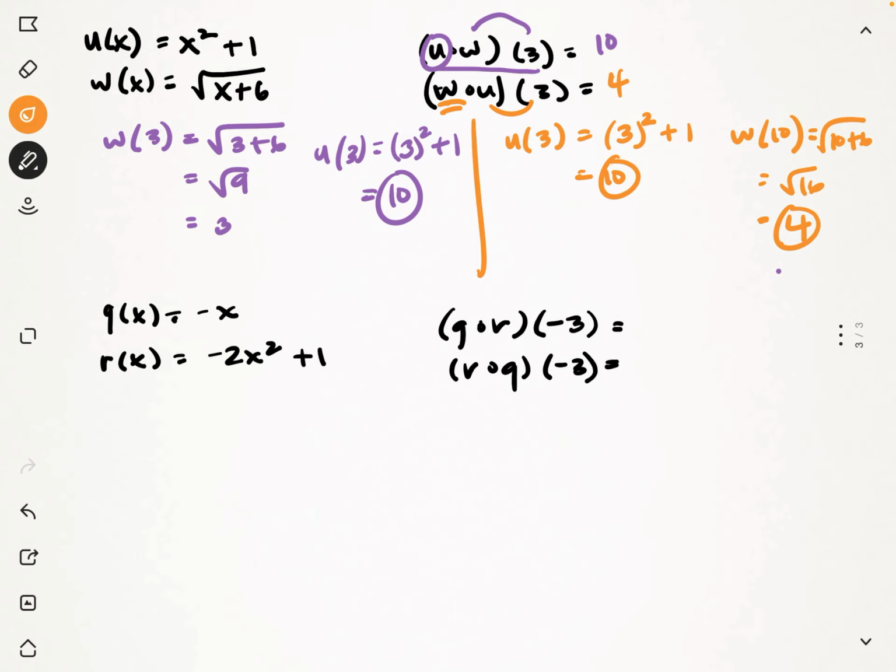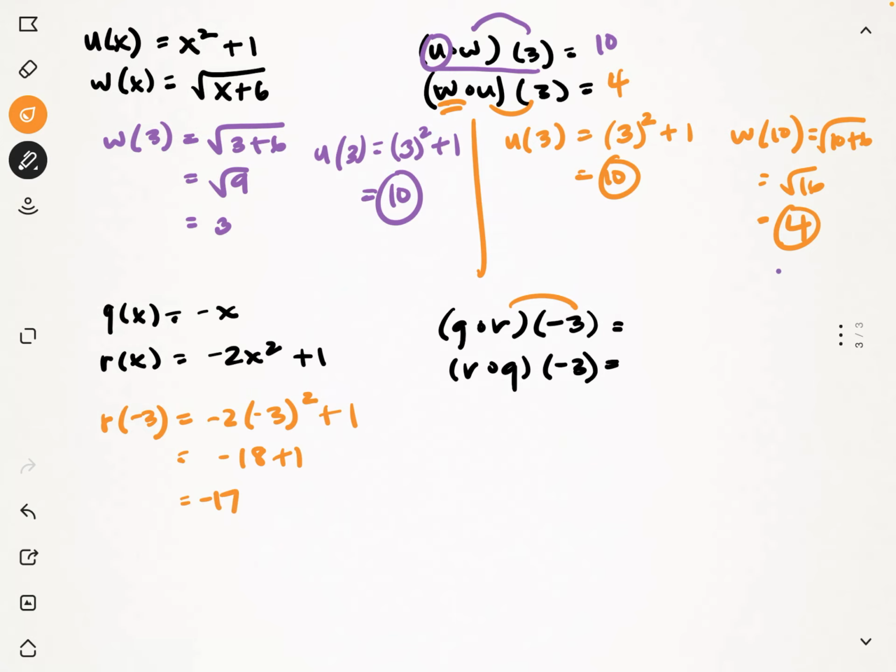All right, let's do the next one. So q of x here is negative x. r of x is equal to negative 2x squared plus 1. This time we're composing q of r of negative 3. So remember the inside, right? This is going to be the inside, so let's do that first. r of negative 3 is going to give us negative 2 times negative 3 squared plus 1. It's going to be 9 times negative 2 is negative 18, plus 1, which is negative 17.